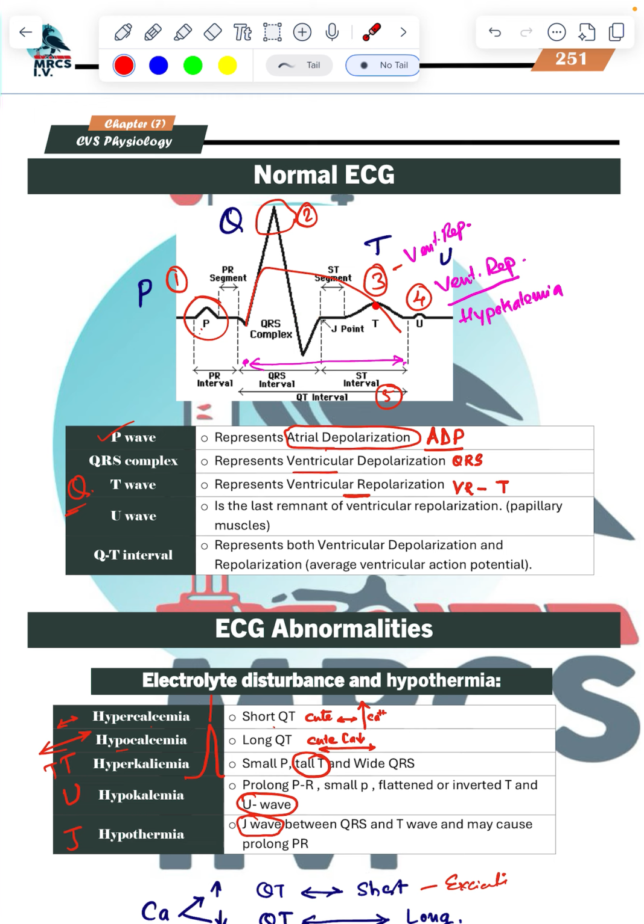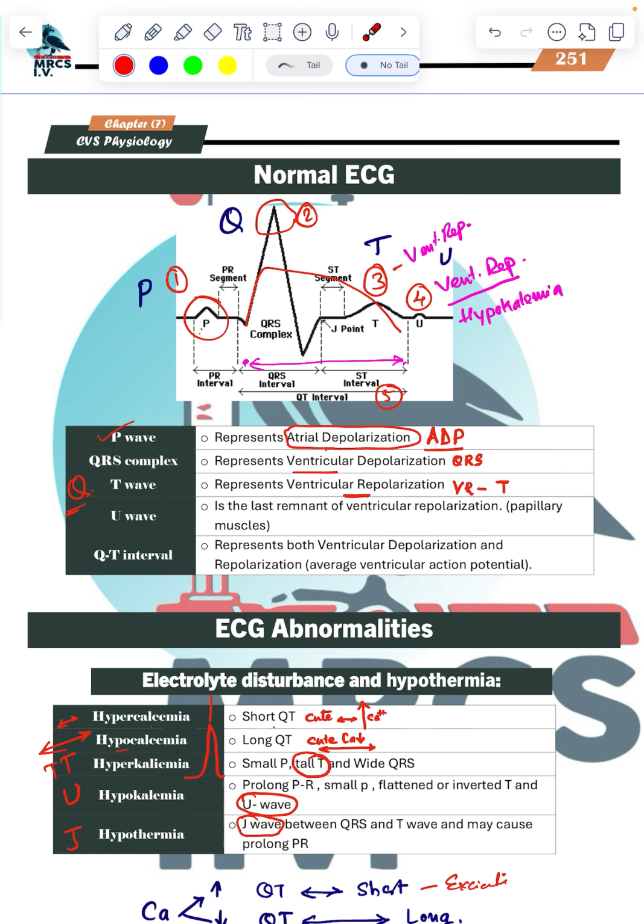So then there is again a positive wave. T wave is ventricular repolarization, and U is the last remnant of ventricular repolarization, papillary muscles. This is again for the ventricular. Atrial depolarization, ventricular depolarization, and repolarization occurred here only. So here is ventricular repolarization. So P, Q, R, S, T.